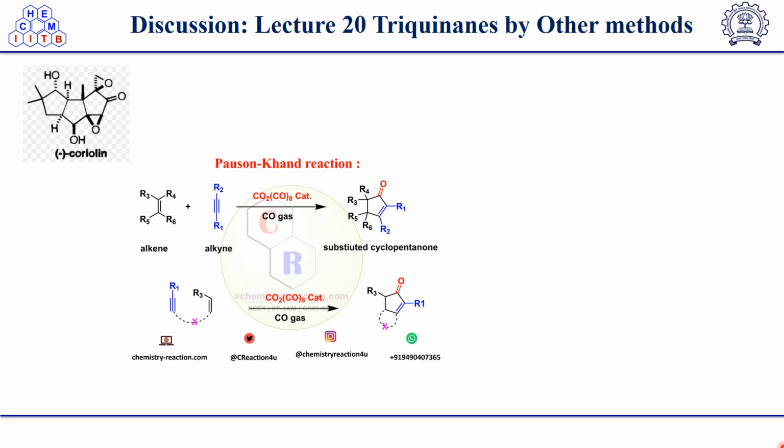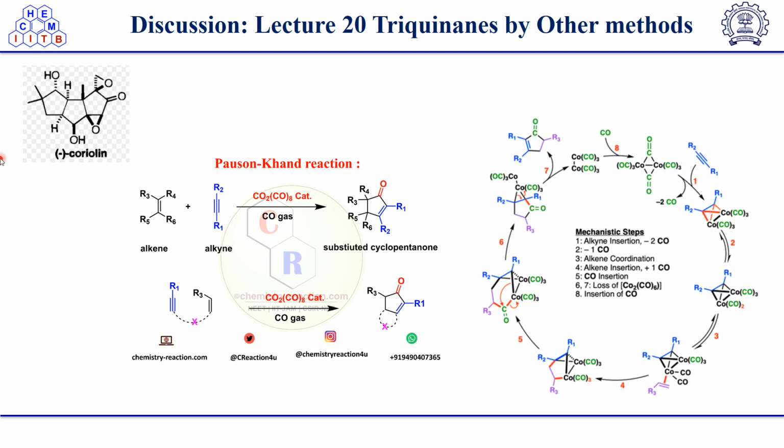First one is Pauson-Khand reaction, which is a reaction between alkyne and alkene mediated by carbon monoxide. We can use either carbon monoxide gas or cobalt octacarbonyl complex as the catalyst to get the cyclopentenone ring.